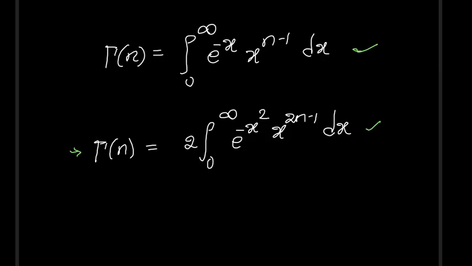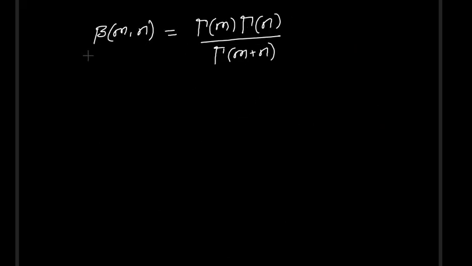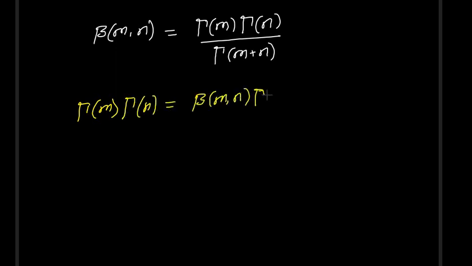Okay, so let us look at the relation. We need to prove this result. Instead of proving it like this, I'd like to prove this one: gamma m times gamma n equals beta of (m, n) times gamma of (m plus n). This is what we are going to prove. To prove this, let us start with the formula of gamma m.